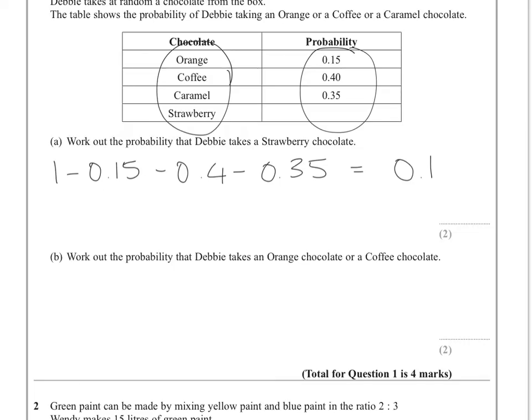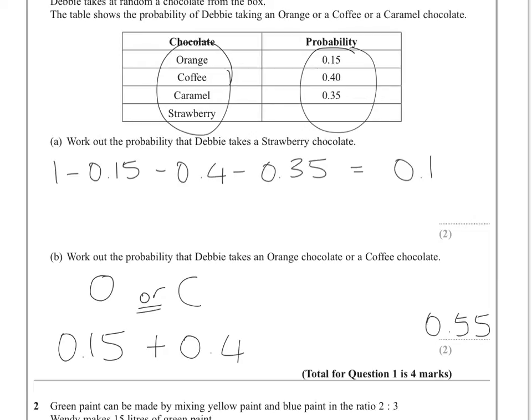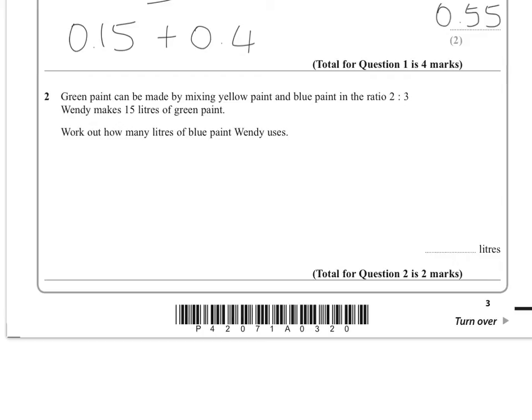Work out the probability that Debbie takes an orange chocolate or a coffee chocolate. So orange or coffee, in probability or means add, so an orange 0.15 plus coffee 0.4, which gives me a total probability of 0.55.